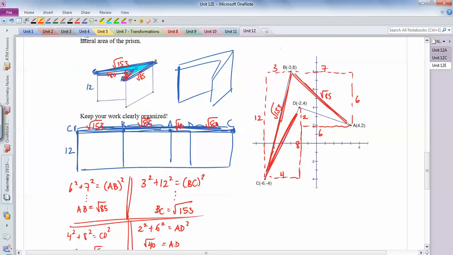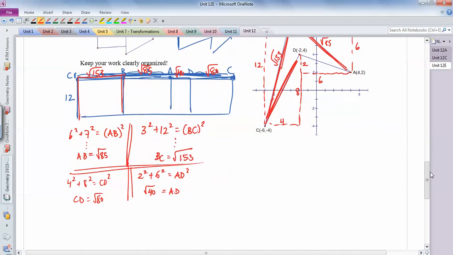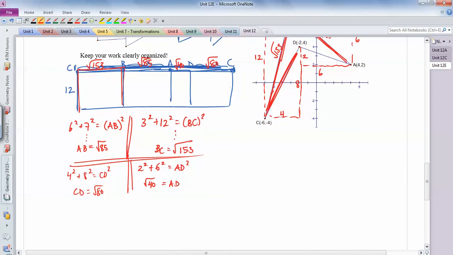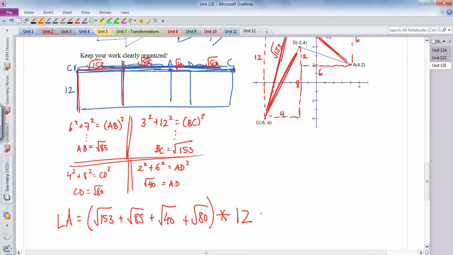Root 40 right there. So you could do root 153 times 12 to get this wall, plus root 85 times 12, plus root 40 times 12, plus root 80 times 12. Or you could just add up all the roots first to get the walls all at once. So the lateral area is going to be root 153 plus root 85 plus root 40 plus root 80, all times the height 12. And now these guys, you just make sure you use a calculator. I'm not expecting you to simplify all those roots and then hope that you can combine them.